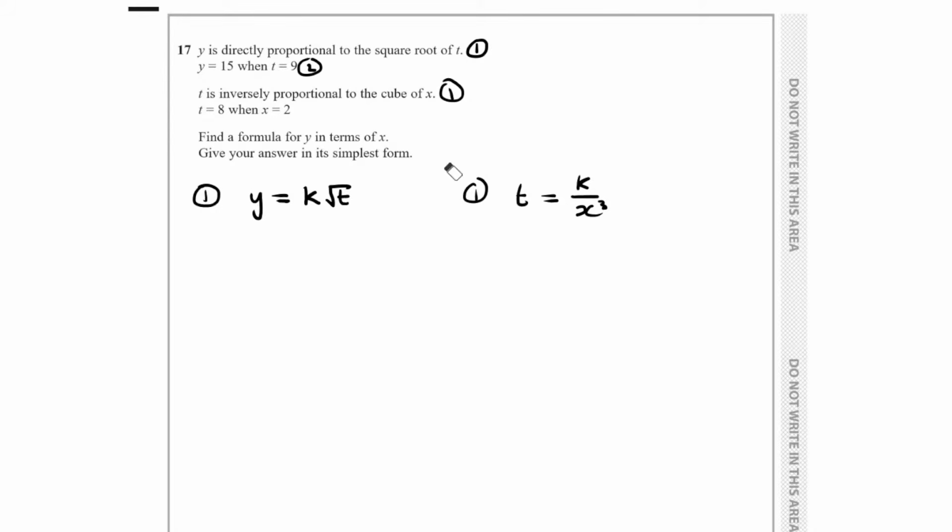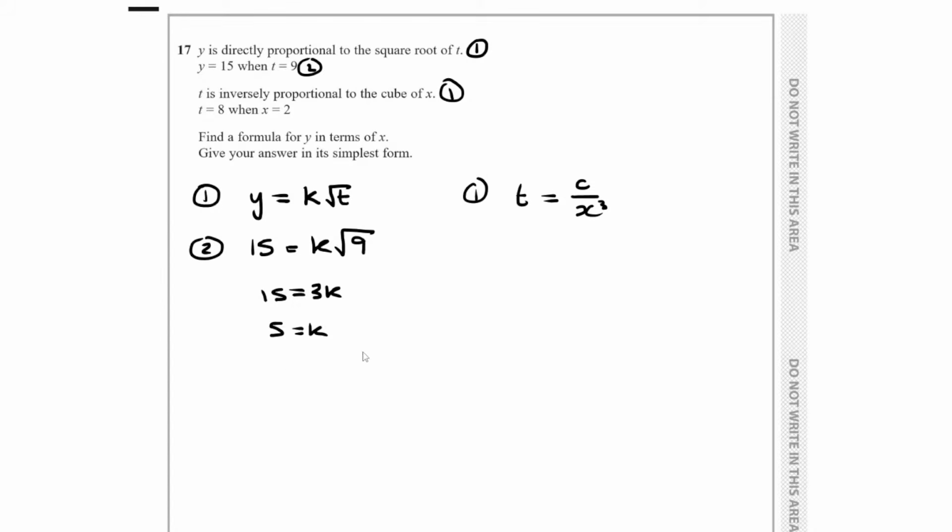Now actually what I probably should do, because I've got 2 relationships here, obviously k is not the same for both. So mathematically I should use a different letter. So I'll put c, but just think that that's the same thing. So sub in y is 15, step 2. And I don't know what k is, so that's what I'm trying to find. The root of 9 is 3. So you can see I could solve this quite easily, divide by 3. So for the first equation, k is 5.